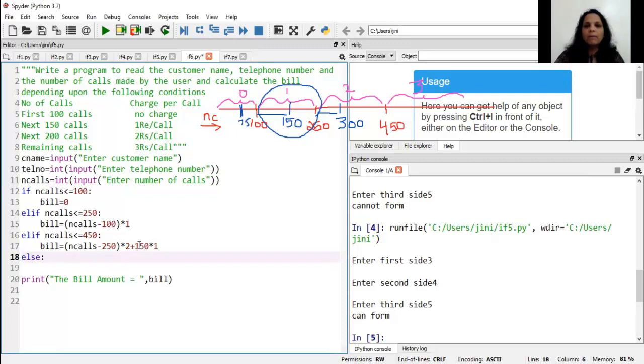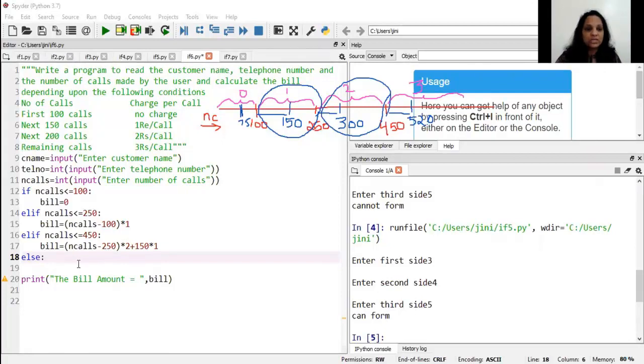Else means what? You have gone beyond 450 calls. So suppose I have made 520 calls. Will you charge me 3 rupees for all the 520 calls? No. You're going to be charging me 3 rupees only for this range. That means the number of calls minus 450, you're going to be charging me 3 rupees. But have I completed these 200 calls also for 2 rupees and these 100 calls also for 1 rupee? Yes. So I need to be taking that into consideration as well.